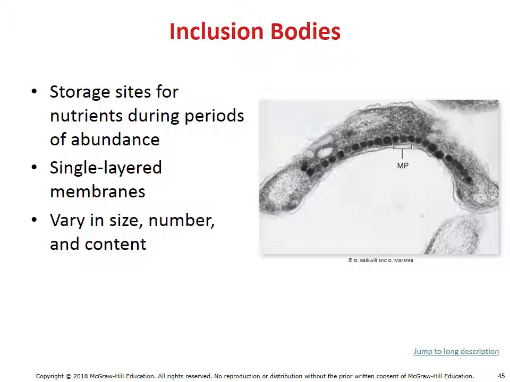Inclusion bodies are unique storage sites for some bacteria. Again, whenever we have an abundance of resources, we may want to hoard things. Some bacteria hoard things like metals, other plastics, some even hoard vinyl, much like a hipster.